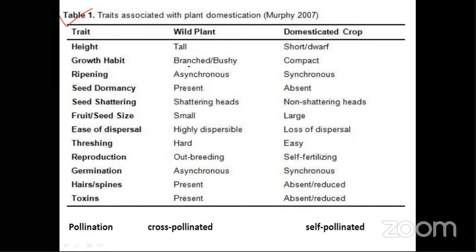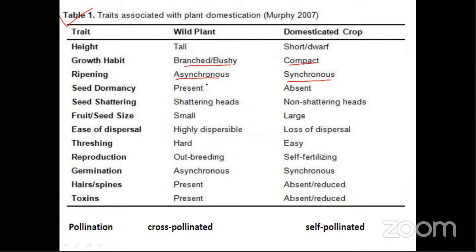Just take the example of growth habit. Initially the plant was branched and bushy in nature, but later on it became compact. Compactness helps us to grow the plants at a particular seed rate or spacing. And ripening was previously asynchronous, that is, fruits would mature at different times, but after the crop is domesticated, we can see synchronous maturing, that is, the crops will mature at a particular time only.